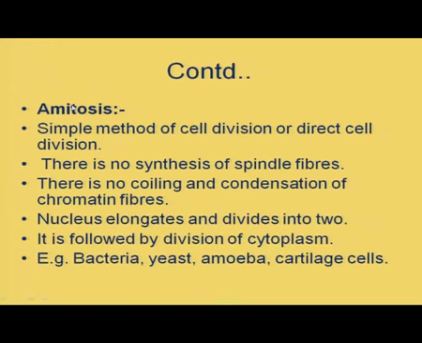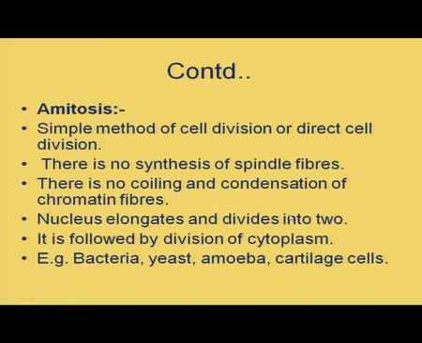Here comes yet another type of cell division, amitosis. It is a simple method of cell division, or it is known as direct cell division. There is no synthesis of spindle fibers. There is no coiling and condensation of chromatin fibers. The nucleus elongates and divides into two.